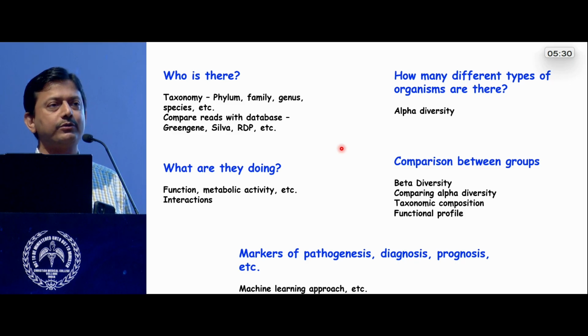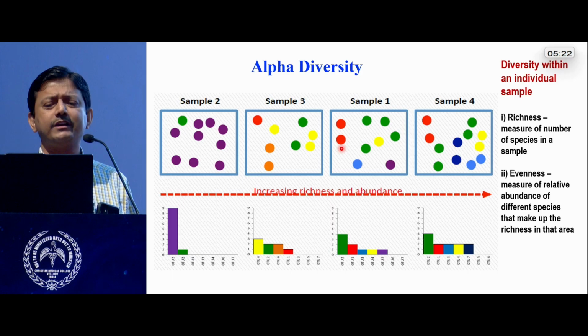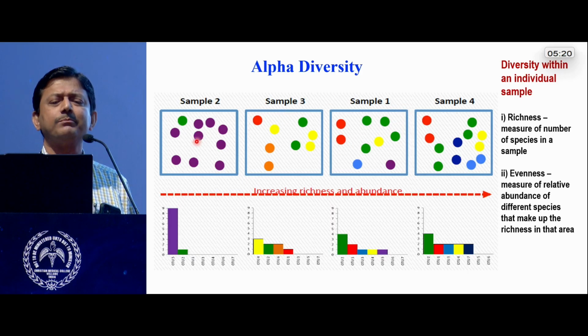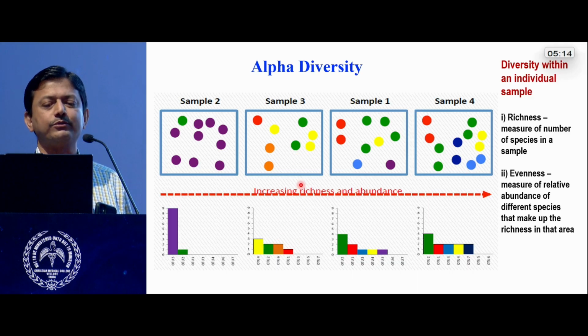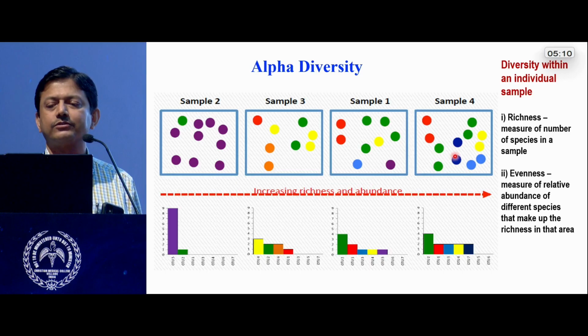The second thing we want to know is how many different types are there. This is one term which will always come up in any microbiome paper: alpha diversity. So just to make it very simple, we have examples of 4 samples here. Now in the first sample there are only 2 types of objects. In the second there are 4 types. So the second sample is more diverse compared to the first one. This is what in bioinformatics we call richness. So this sample is more rich compared to the first sample.